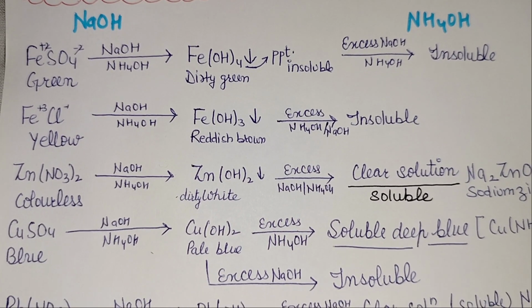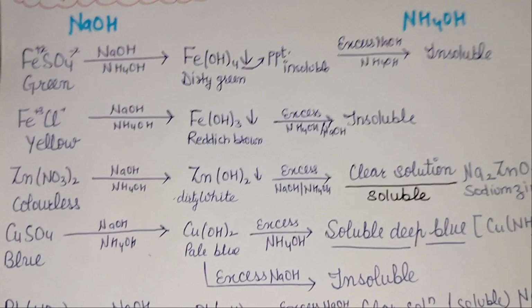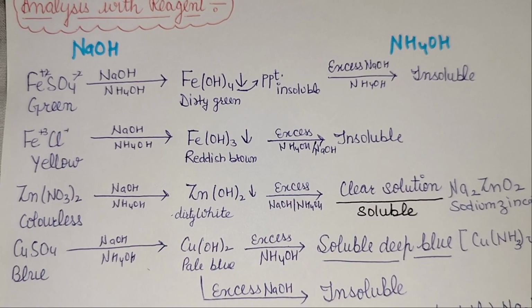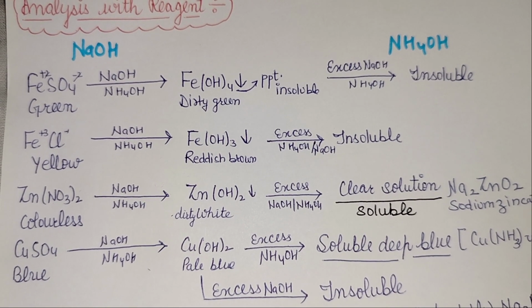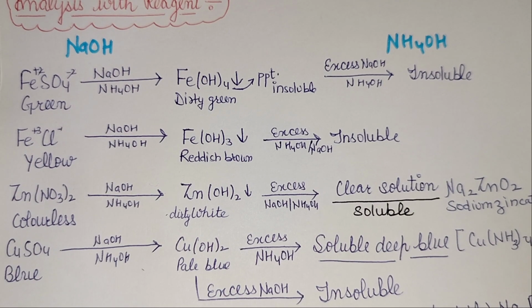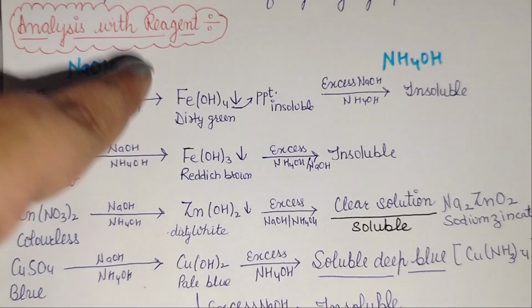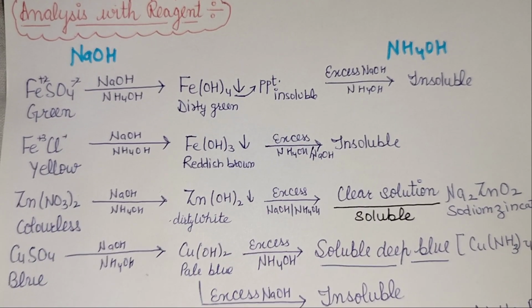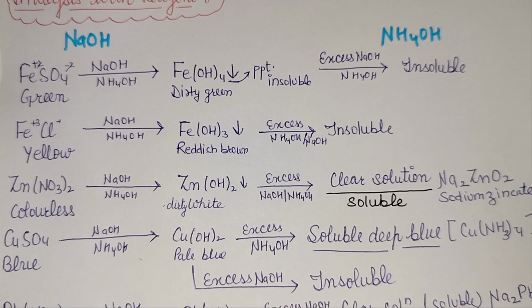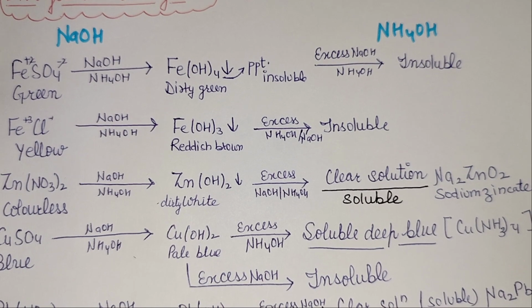Then come to the next one, FeCl3. It is yellow in color. And whenever we react it with either NaOH or NH4OH, we get a reddish brown precipitate. You have to learn these observations. And whenever we use excess NH4OH or NaOH, it remains insoluble.